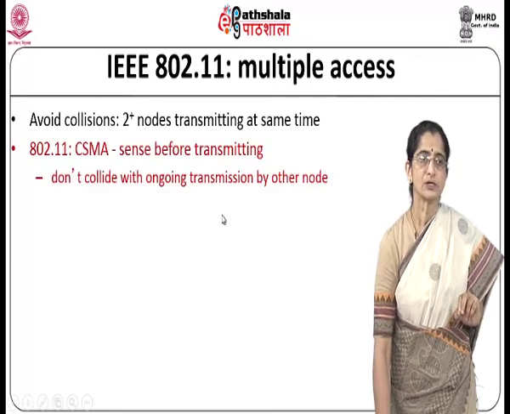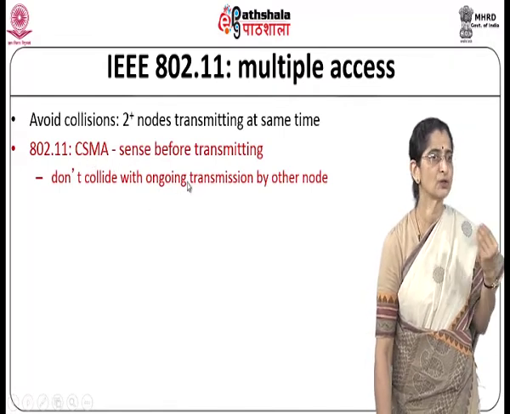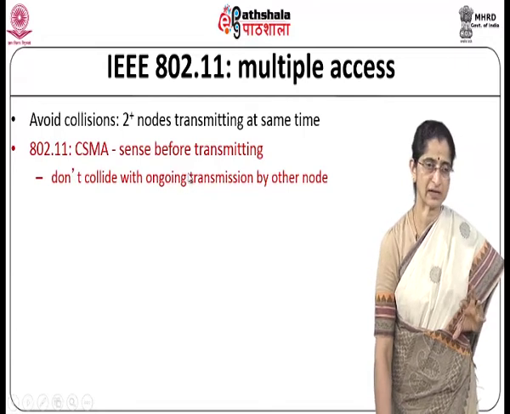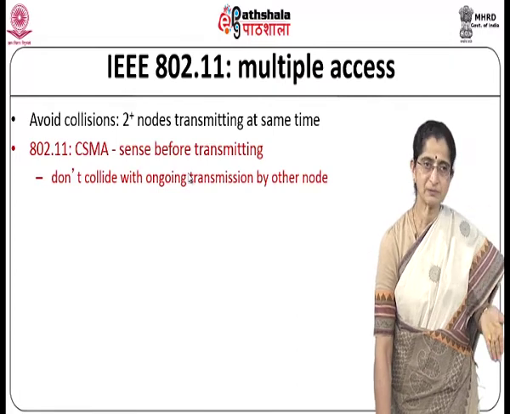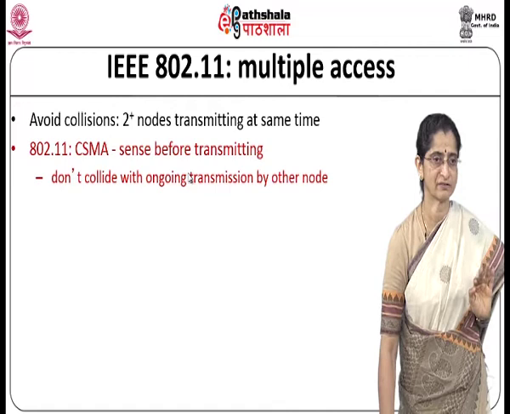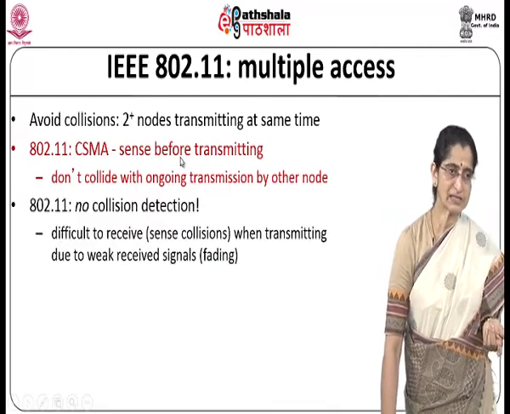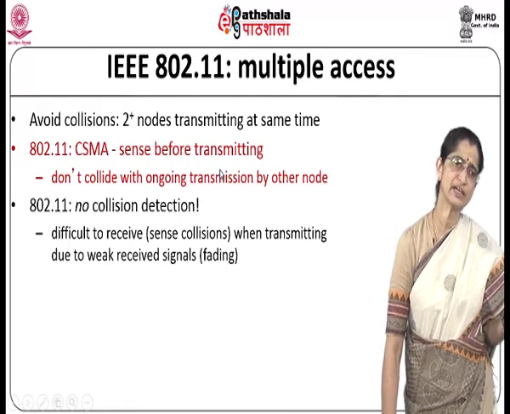First thing, of course, we will do a CSMA technique, which is very similar to what we have in Ethernet, that is the CSMA part. Carrier sense multiple access, that is, you will sense the carrier before you transmit. If there is already some transmission going on, obviously we do not want to collide with it. So you will sense the medium before you transmit, and if you find that there is no transmission, then you could transmit.